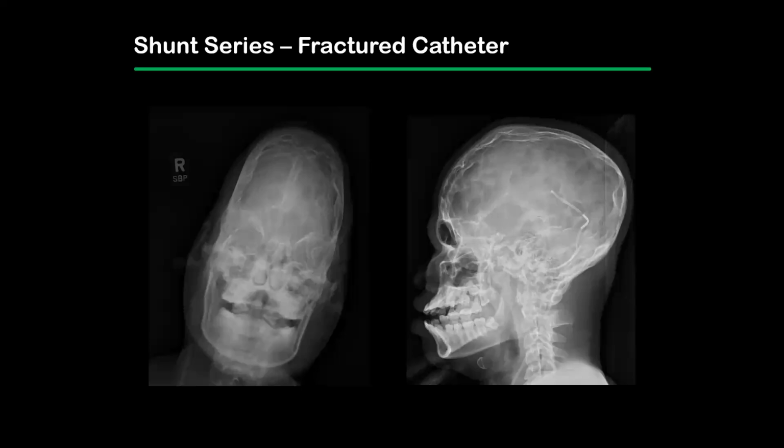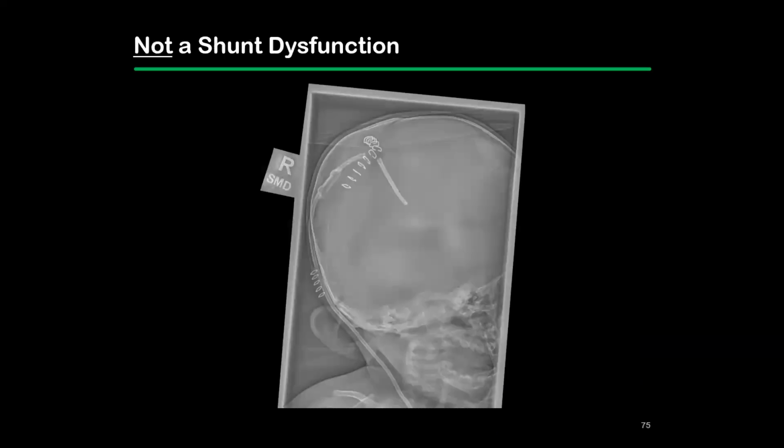This was a kid who had their shunt catheter fractured. If we look very closely, there's a gap here that they had to fix. So that was not a functional catheter.